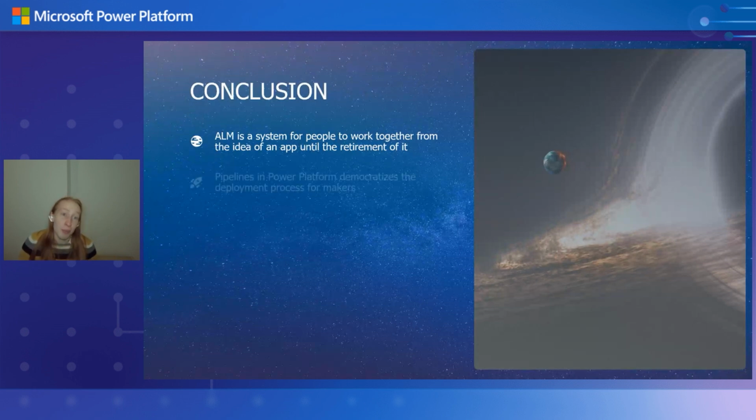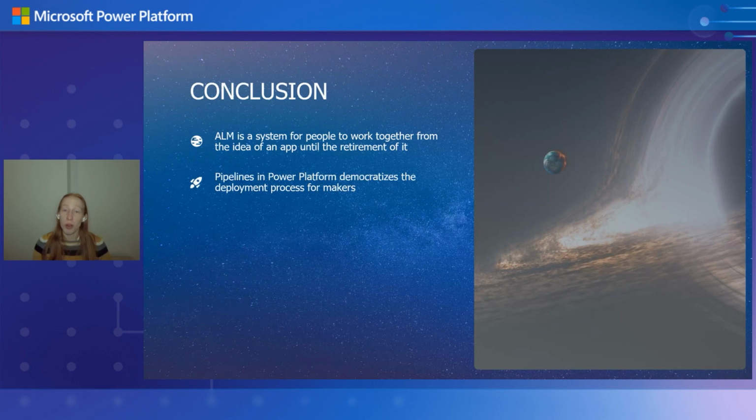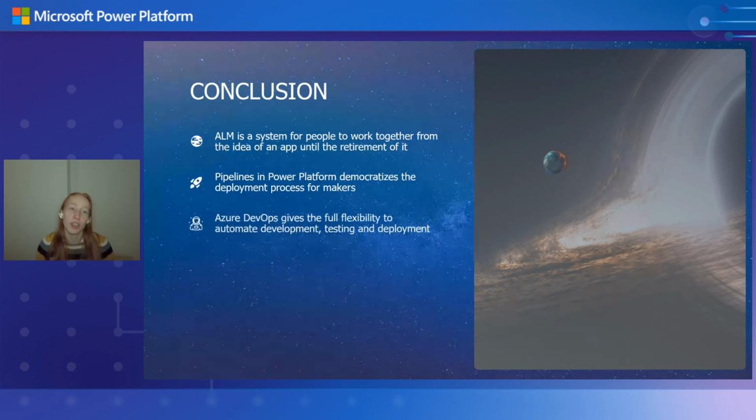You have pipelines in Power Platform, which really tries to democratize the deployment and makes it available for makers, tries to make it easy for admins as well, tries to contain it all into the Power Platform that you already are familiar with, that you're already using. And then you have Azure DevOps, which gives you the full flexibility where you can automate whatever you want. You can automate development, you can automate testing, you can automate deployment, and then know that you have also a solution that's kind of in between them.